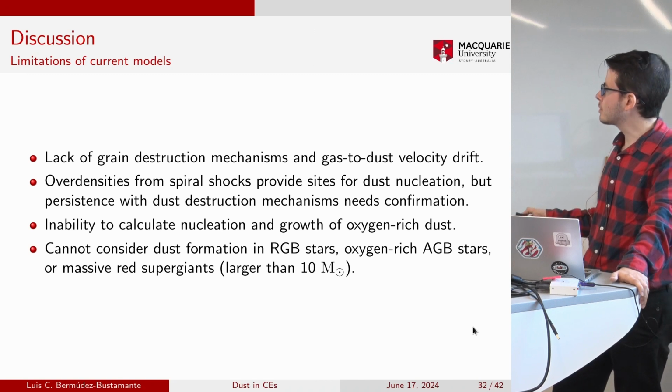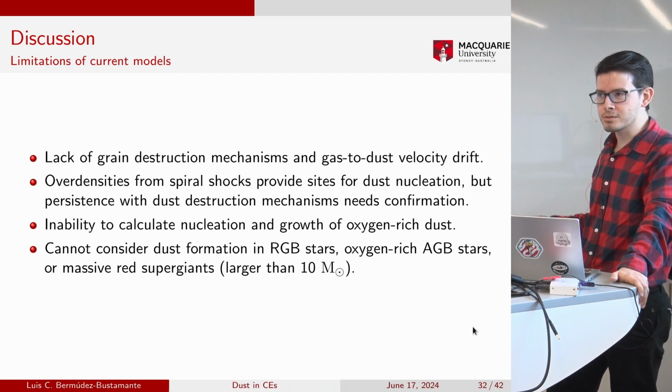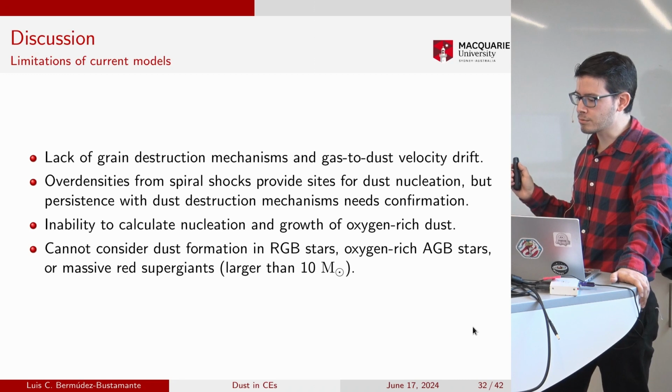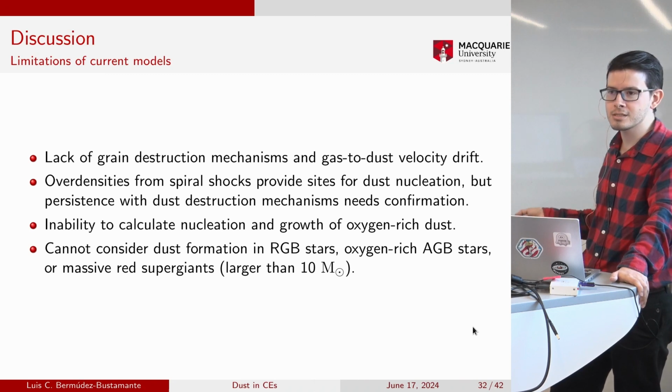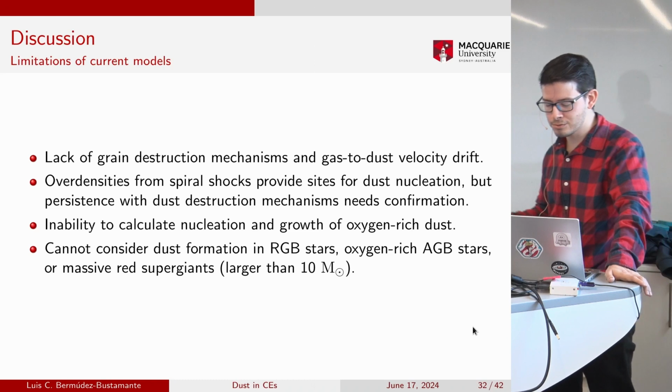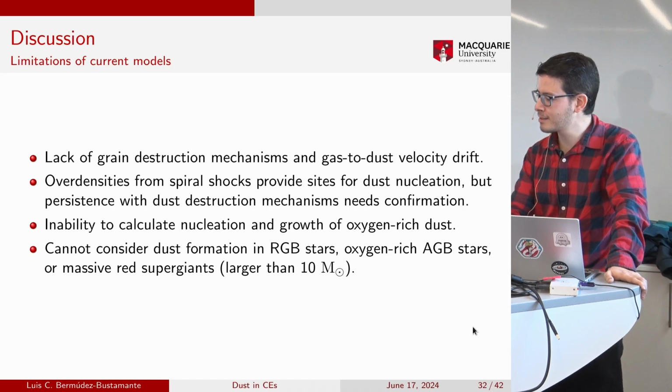And again, we do not calculate oxygen-rich dust. This is only limited to carbon-rich dust. So if you want to consider RGB stars, or oxygen-rich AGB stars, or even red supergiants, well, you need to wait a little bit longer.